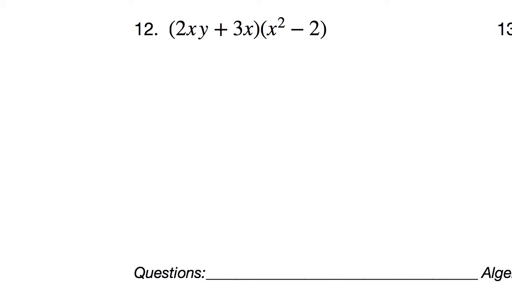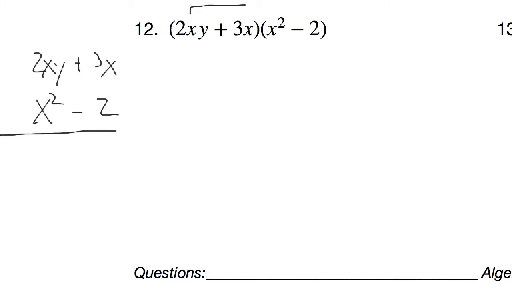Here, we could multiply like this, but we're not going to. Another technique that people use a lot is called FOIL, where you multiply, and it works only for binomials, so two binomials you can FOIL. These are what we call the first terms, F. These are the outside terms, O. These are the inside terms, I. And these are the last terms, L.